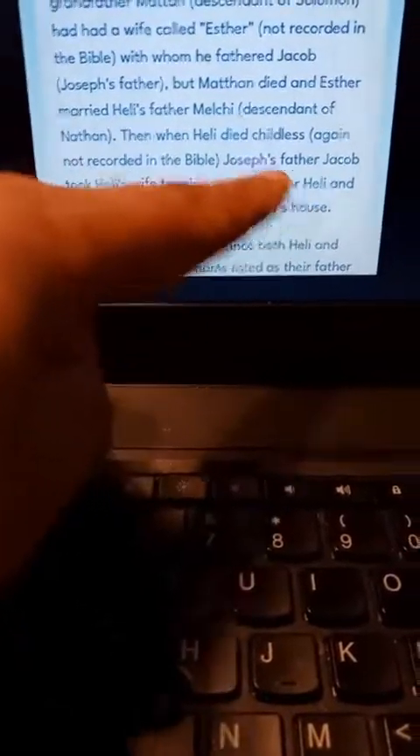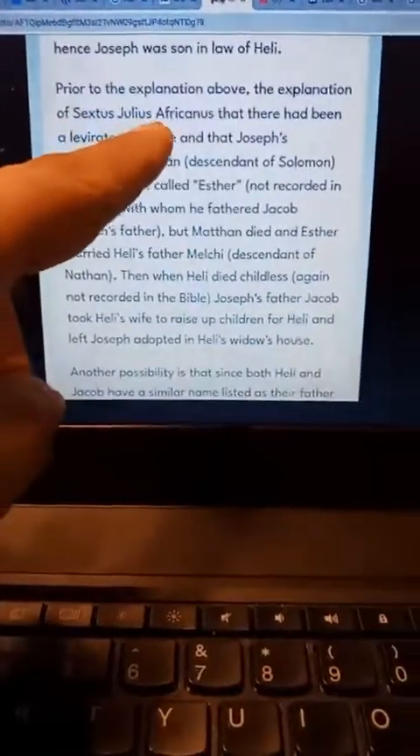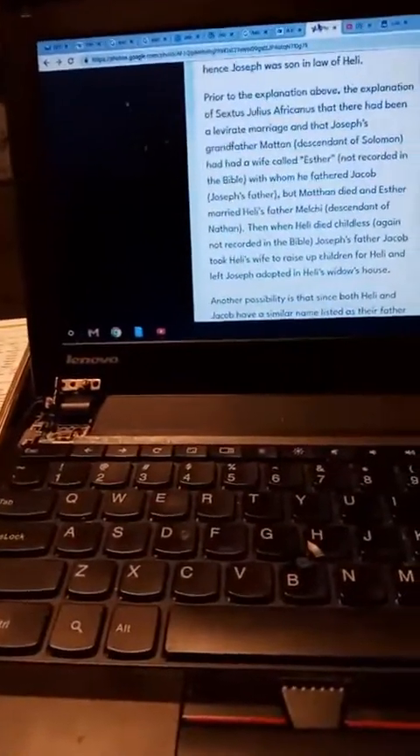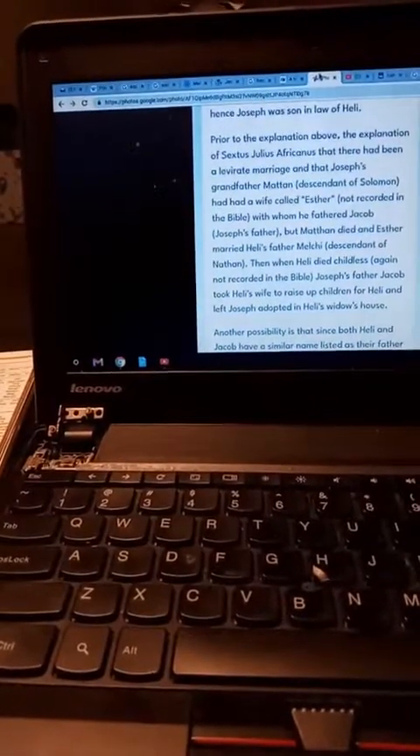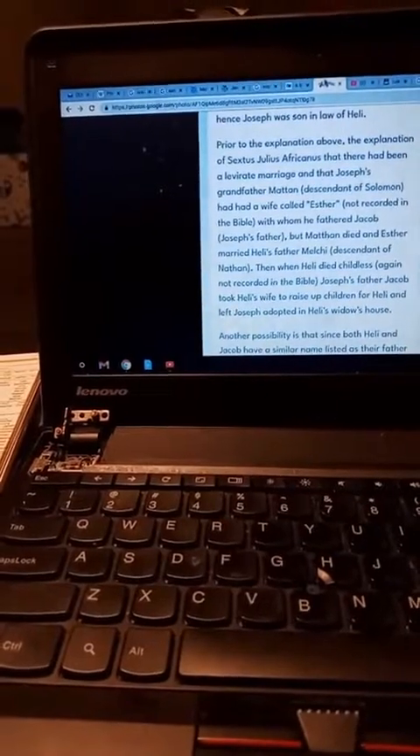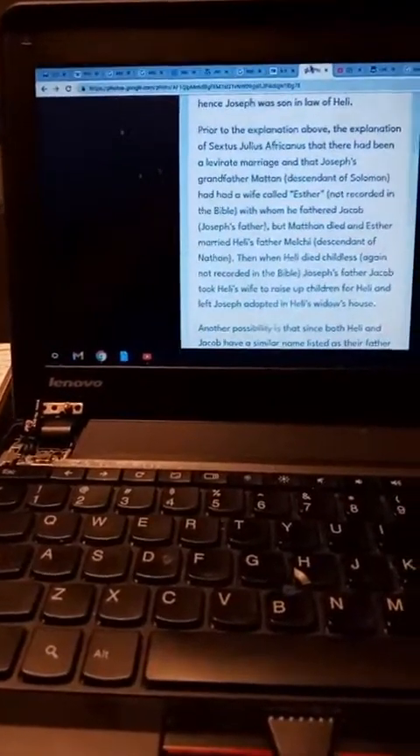So like I said, you can read about that from Sextus Julius Africanus, and also from the book of Eusebius' Ecclesiastical History. And you can find that in, I believe it's the first book, 7th chapter, page 21, like the second paragraph down, when you read that book, right?